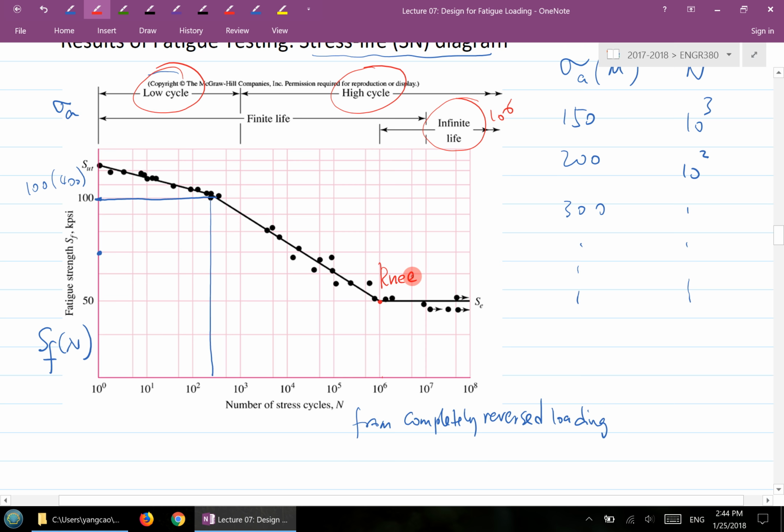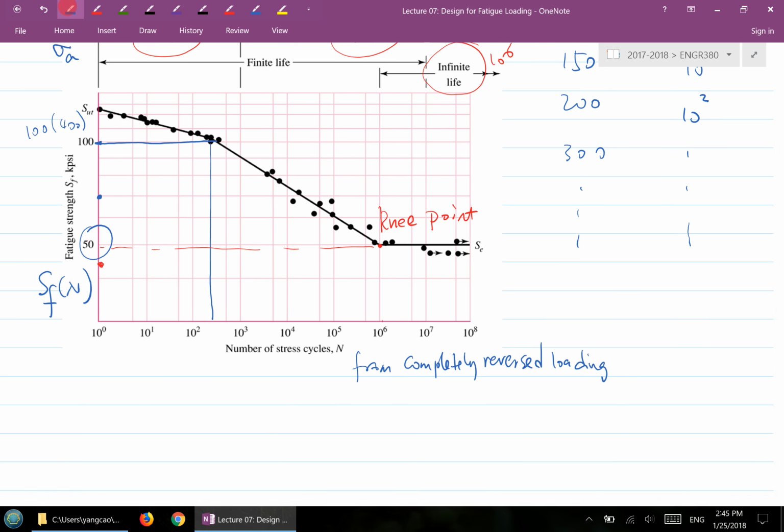So basically, in other words, if your cyclic loading is lower than 50, if you have a value lower than 50 here, what would you expect the life for the parts to be? Infinite, right? So the value corresponding to that knee point is the so-called endurance limit.